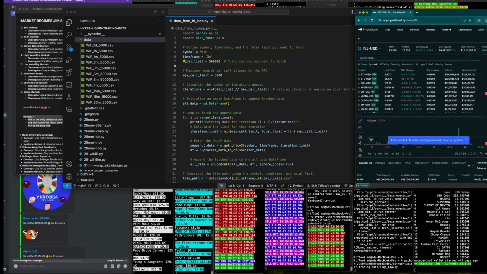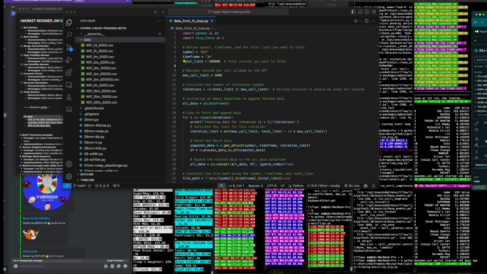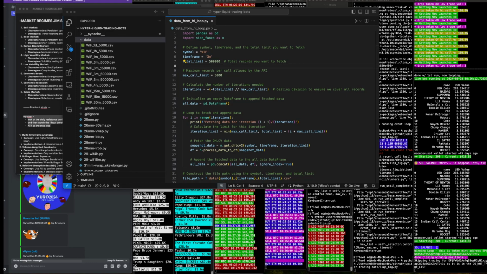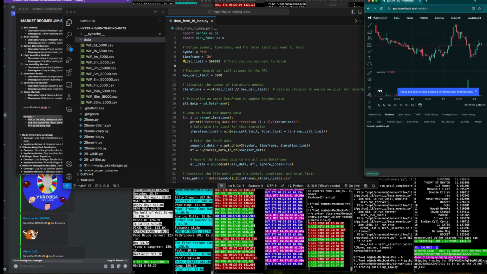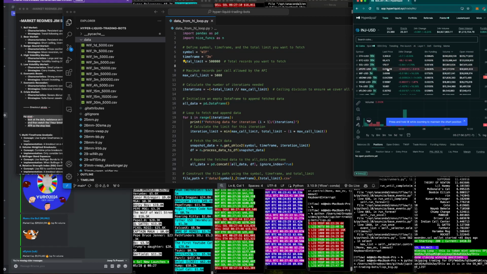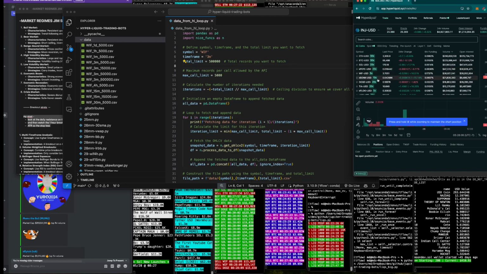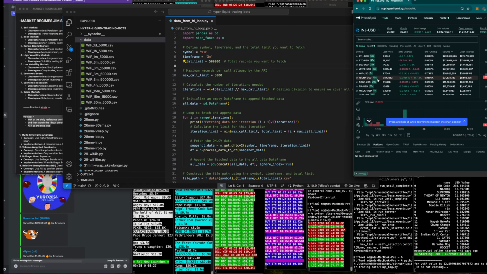Here's all the tokens available. Okay, so we have all these options here. Pepe, WIF, kBONK, Doge.